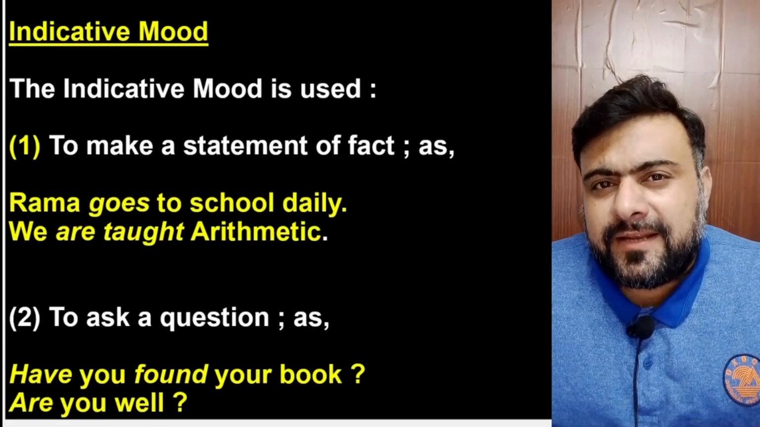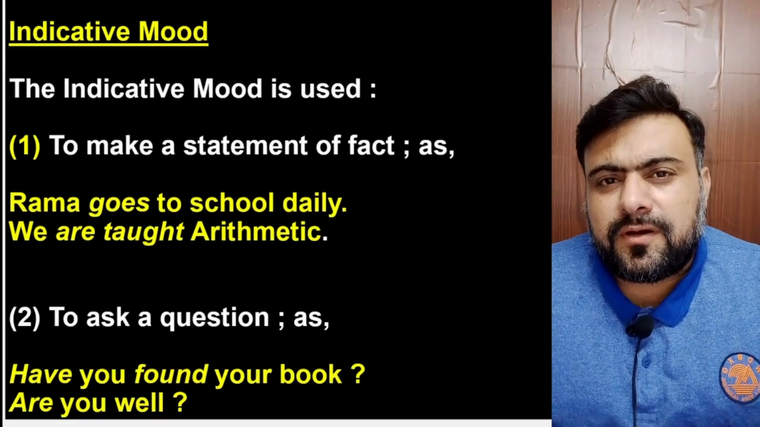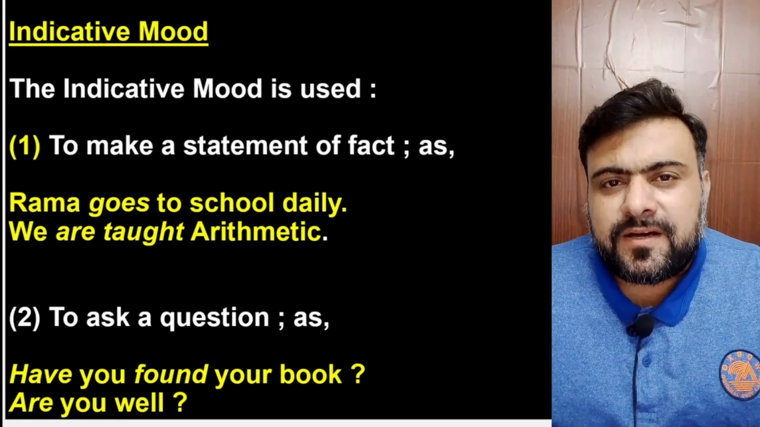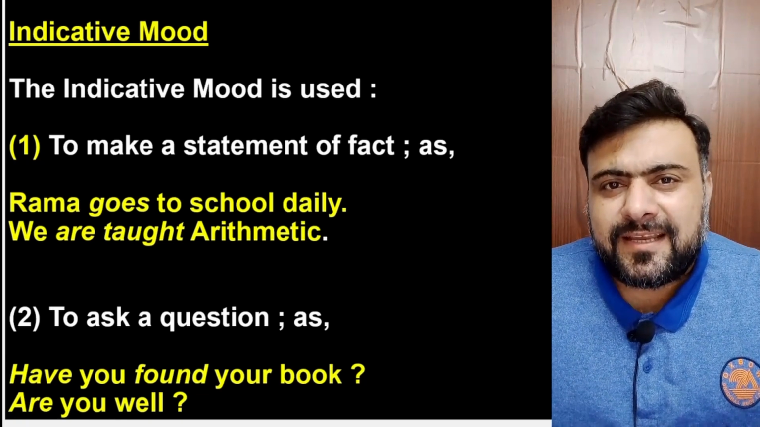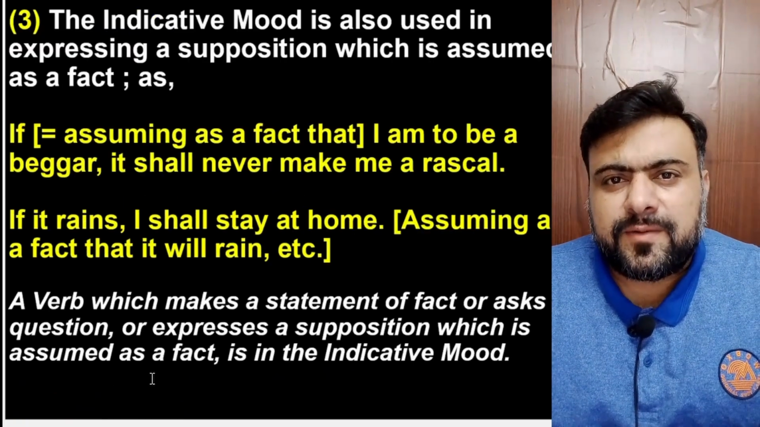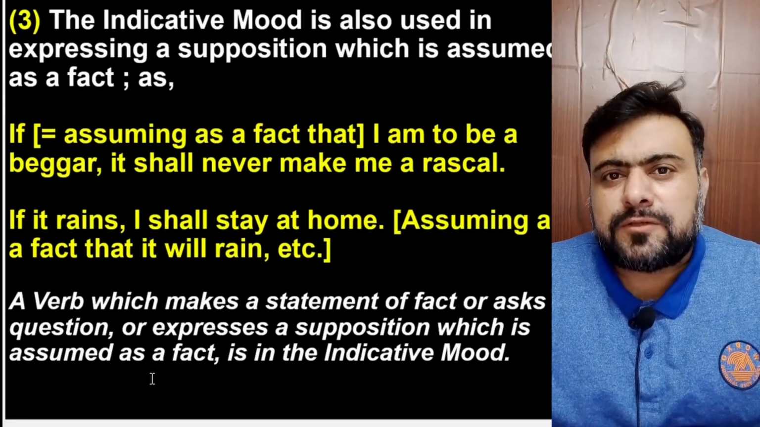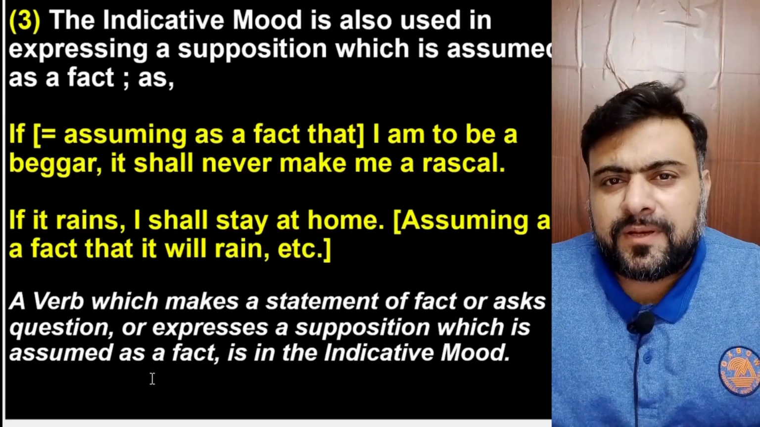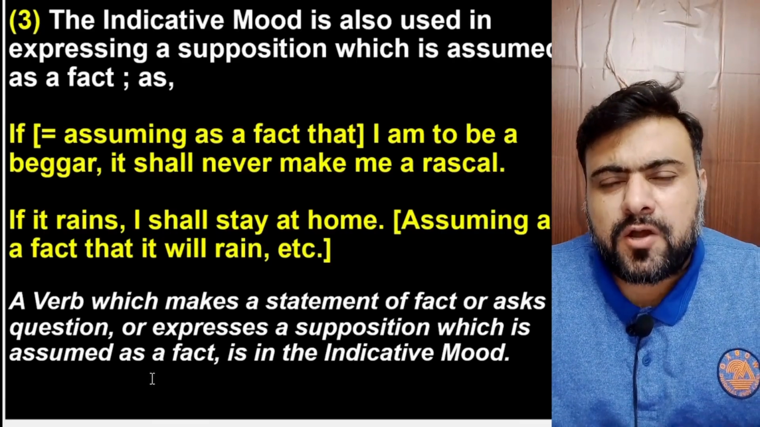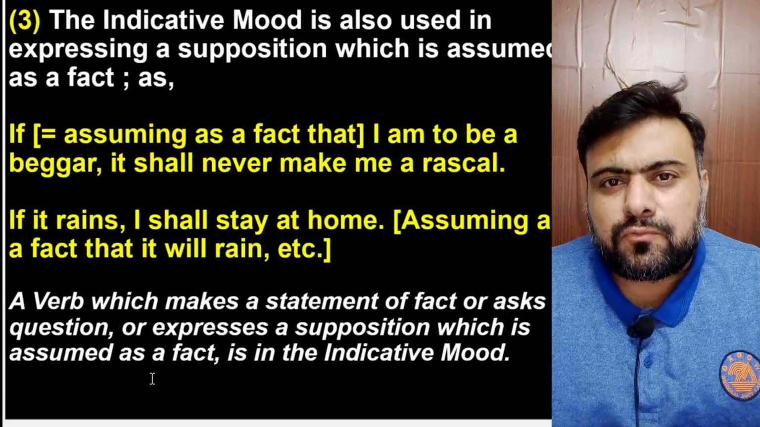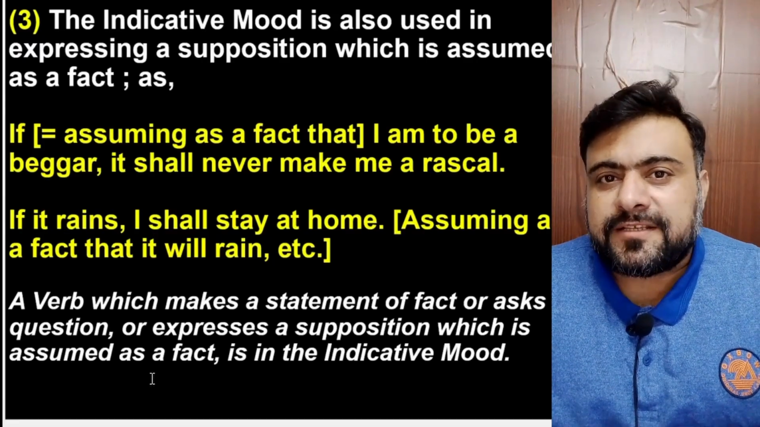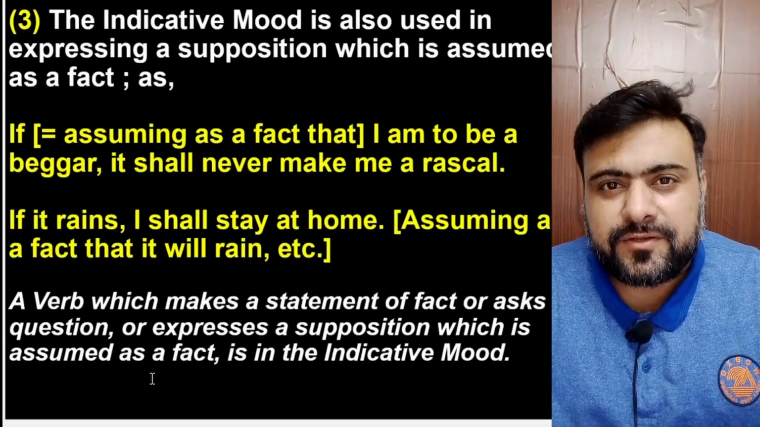Second one, indicative mood is used to ask questions. Have you found your book? Are you well? These are simple questions. The verb used in these sentences has indicative mood. And a third way a verb uses an indicative mood is when it makes a supposition which is assumed to be a fact. For example, if it rains, I shall stay at home. It is a supposition. It hasn't rained yet, but suppose it rains, I shall stay at home. It is a fact that I shall stay at home if it rains.